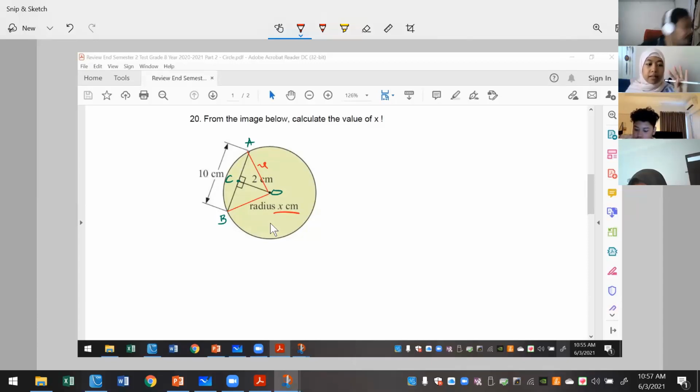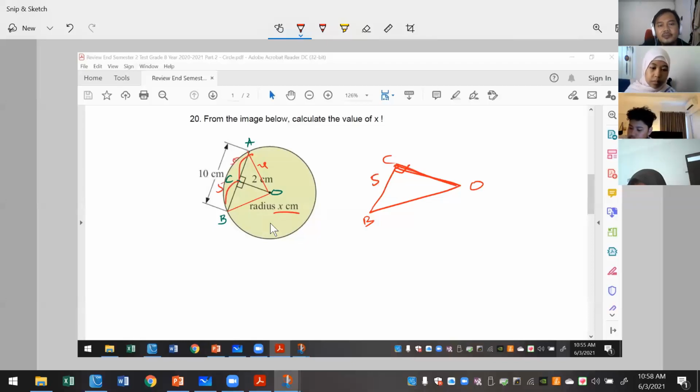Anyone can give me an idea? Can I try again? Yeah, of course, Opila. Using the Pythagorean theorem. Okay, so what triangle can we use? We can use OCB. Since the line AB is divided in half, it becomes 5. Which one is 5? The CB. CB is 5 because we divide this by 2, right? What's next? And then CO will be 2 centimeters.